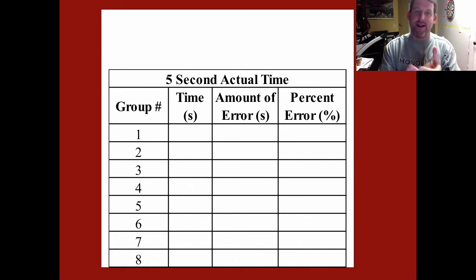Awesome news. So now we're at the point where everyone's got their 5-second table totally filled in. That means everybody in the class has it all filled in, ready to go, and we're going to go on and do our next one.